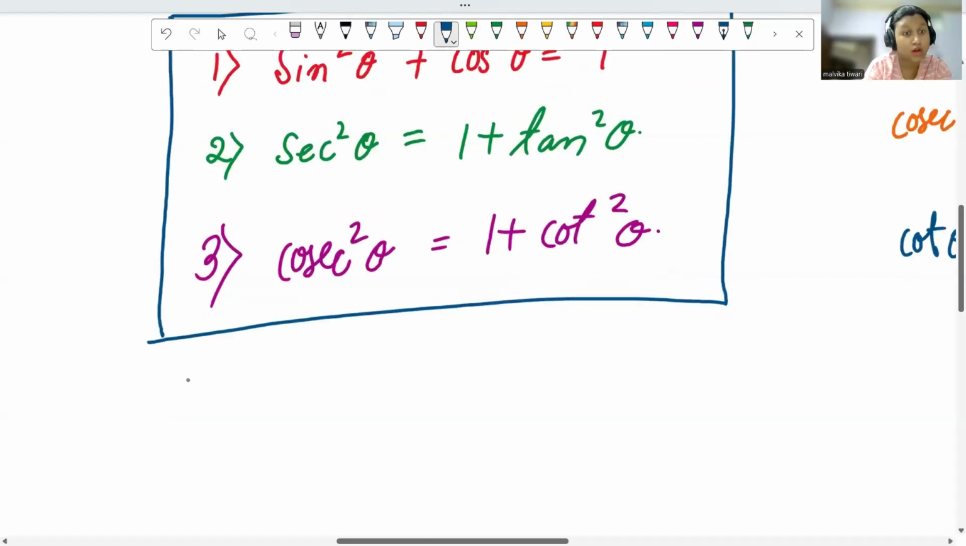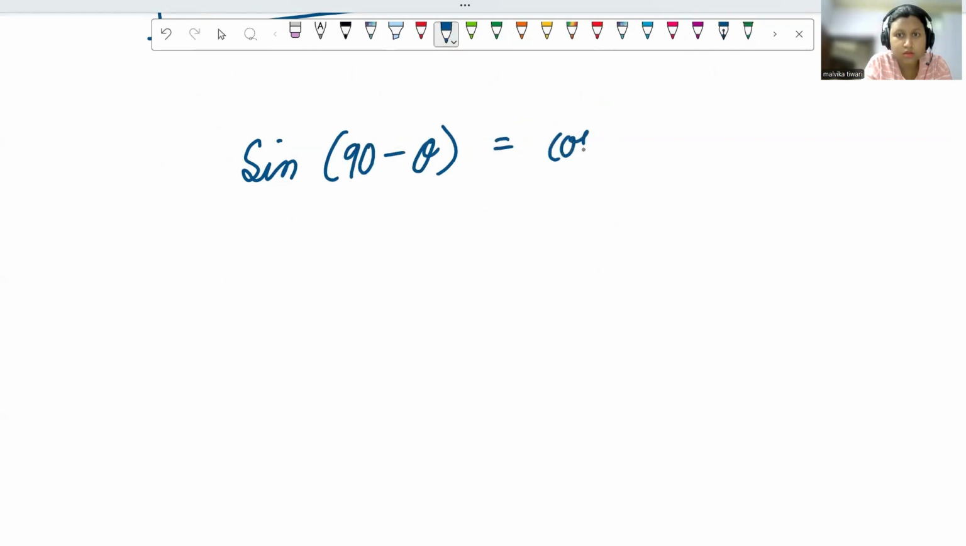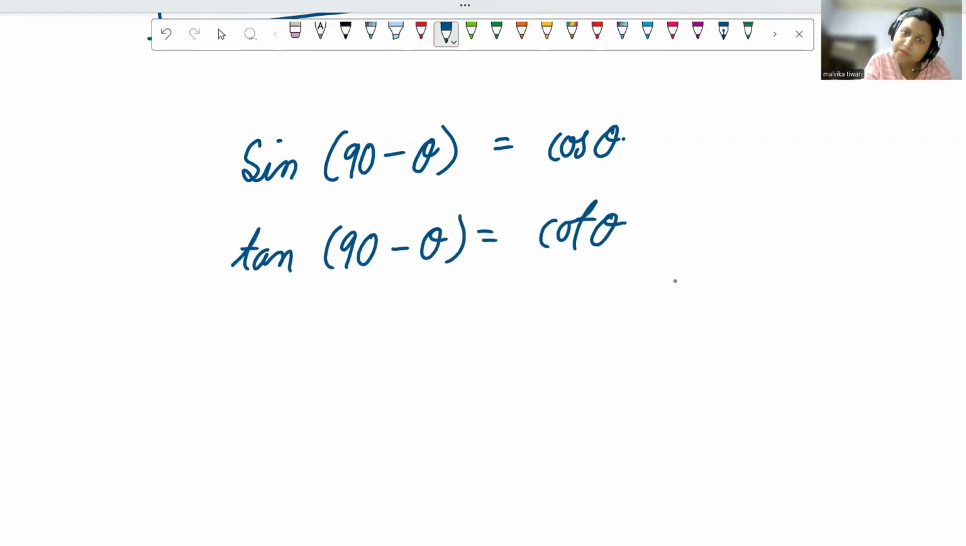All right, along with how would you convert sine theta to cos theta and cos theta to sine theta and so on and so forth, right? So sine 90 minus theta is cos theta. Tan 90 minus theta is cot theta, right? I hope everyone is understanding this.